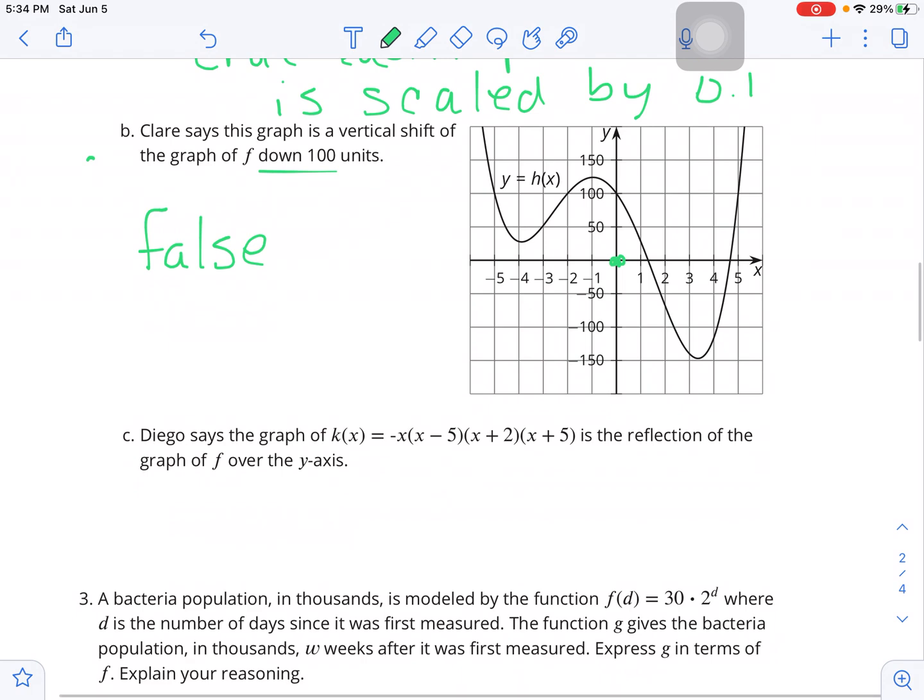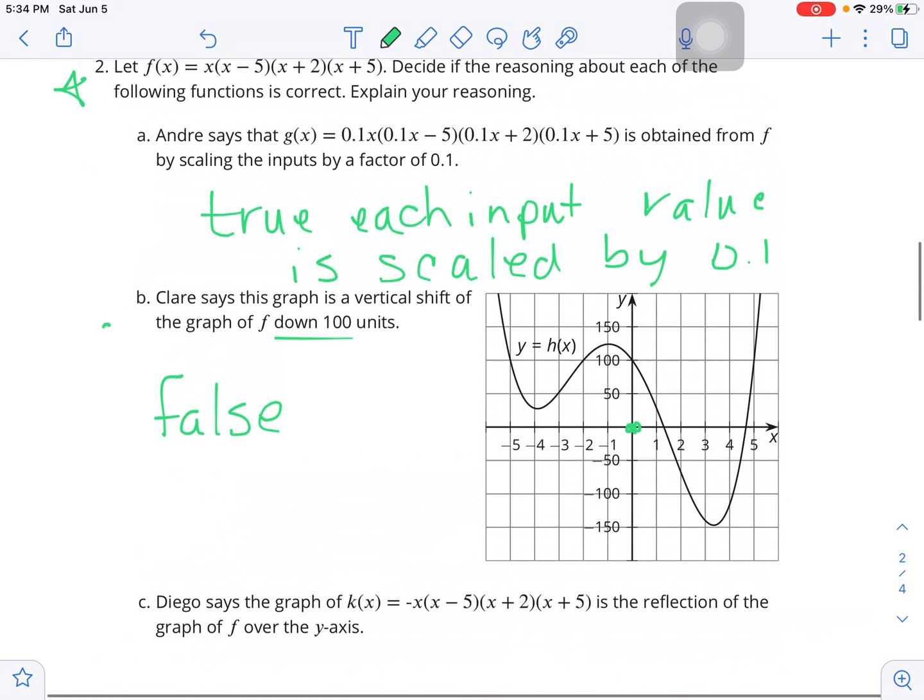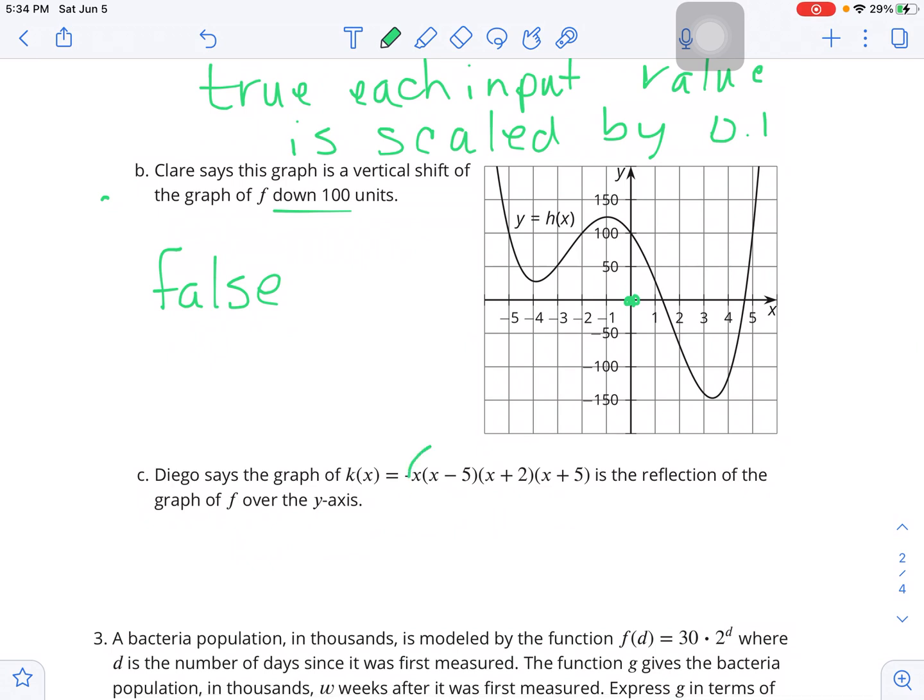And then Diego says that putting that negative out there is the reflection of the graph over the y-axis. And Diego is not correct on that. We would have to make a lot more changes here than that, but it looks like just this negative out in front of everything is going to reflect the y-coordinates, and when the y-coordinates are reflected, it's a reflection over the x-axis.